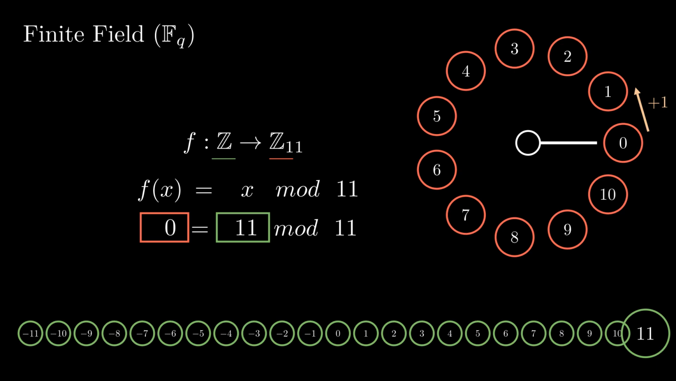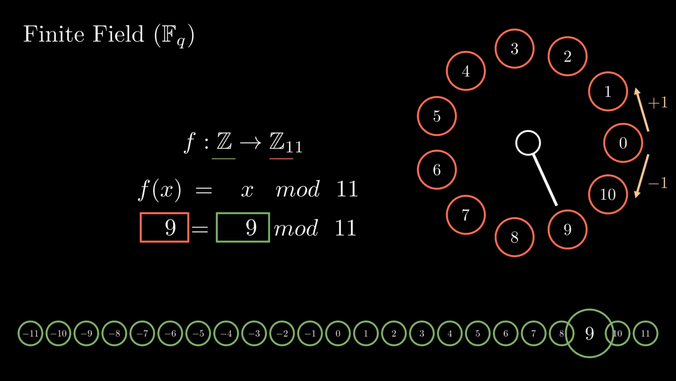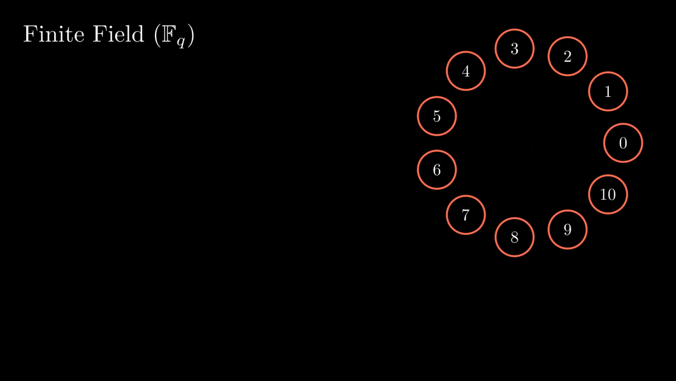Now let's decrease the input and see what happens. As expected, subtraction turns into clockwise rotation on our clock-like diagram. What if we decrease the input further into negative numbers? Surprisingly, nothing breaks. You cannot get out of the set with addition or subtraction, no matter how hard you try. This remarkable structure is called Z11, the finite field of size 11.